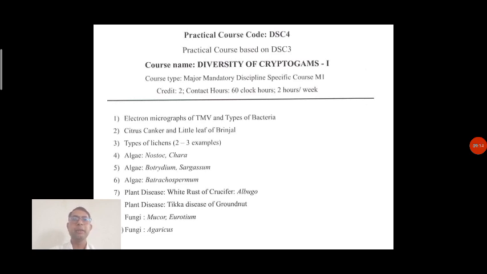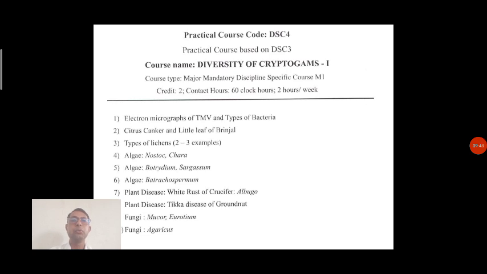And in the fourth practical we are going to study algae like Nostoc or Chara. These are specialized algae belonging to a particular type of family, we can say. So Nostoc and Chara we are going to discuss in the fourth experiment. The fifth experiment includes Botrydium and Sargassum. Again these are algae. And the sixth one includes Batrachospermum, which is also again an alga.